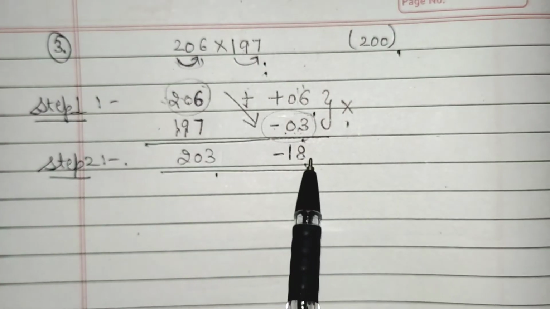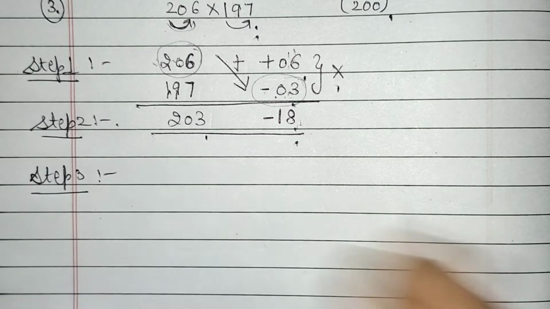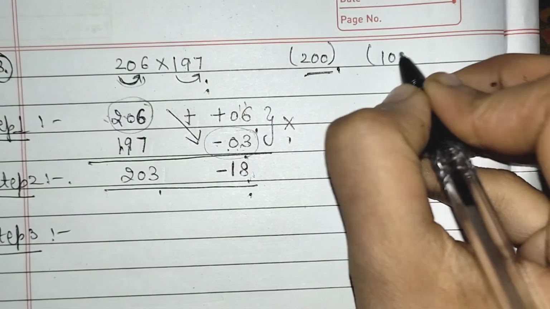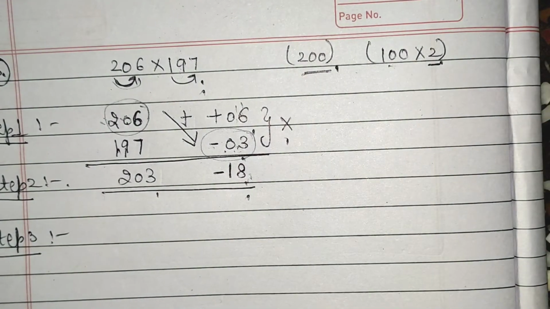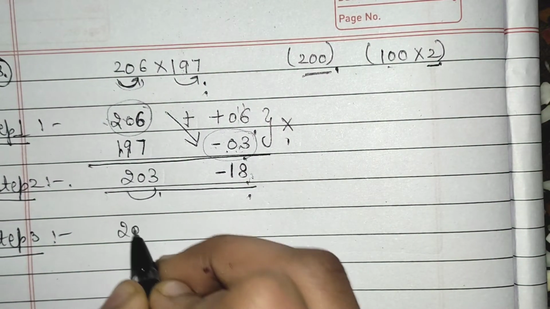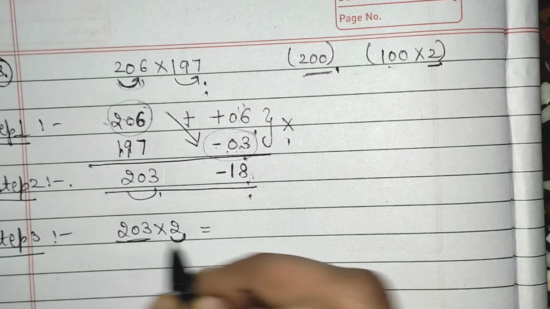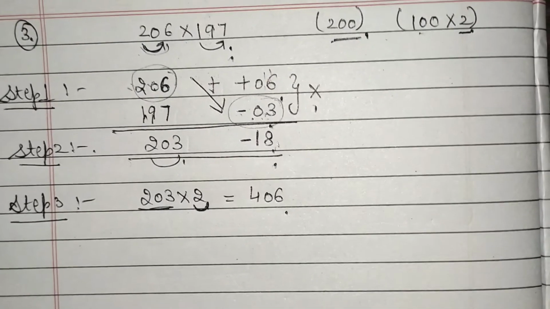Okay, so what is my step number 3 now? My step number 3 is that my base is 200. So how can I write down 200? I can write down 200 as 100 into 2. So what I will do? I will do multiplication of my left hand side with this value. I will get 406, right?